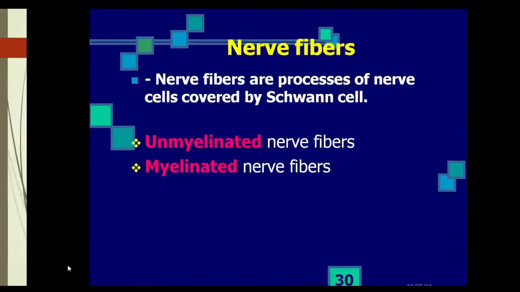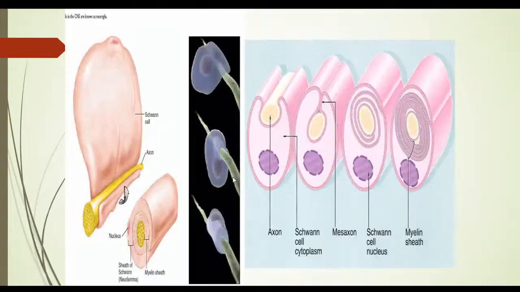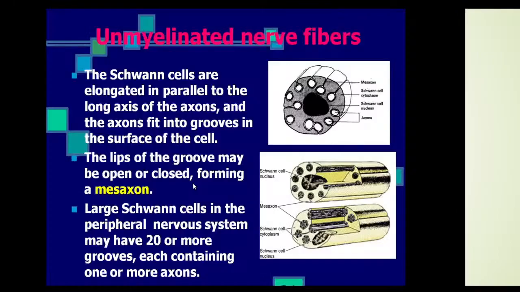Nerve fibers: unmyelinated nerve fibers and myelinated nerve fibers. Of course, the myelinated nerve fiber is a creation which develops as a combination of ordinary axons and surrounding Schwann cells. First of all, we talk about the unmyelinated nerve fiber. The Schwann cells are elongated parallel to the long axis of the axons, and the axons fit into grooves in the surface of the cells. The lips of the groove may be open or closed, forming the mesaxon.